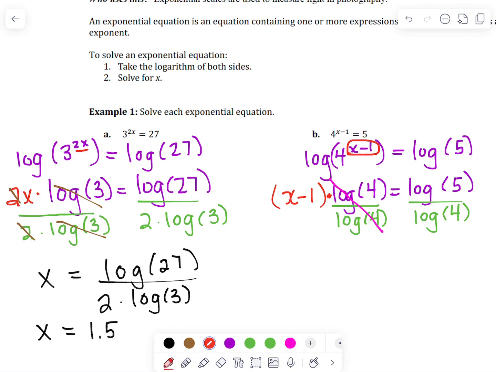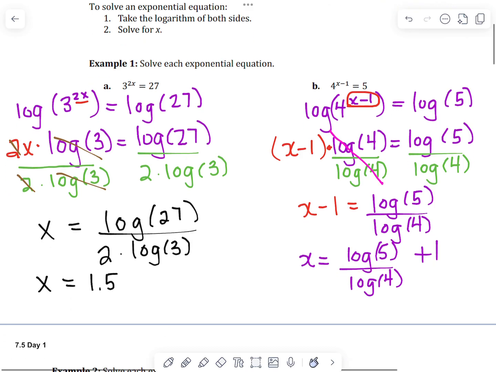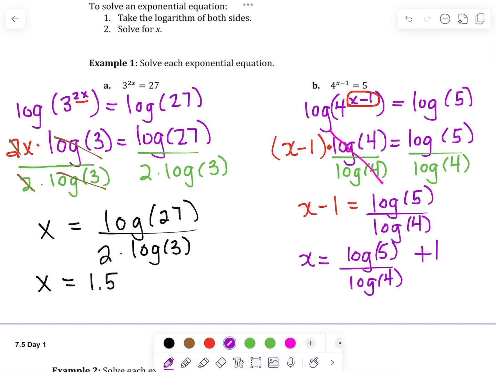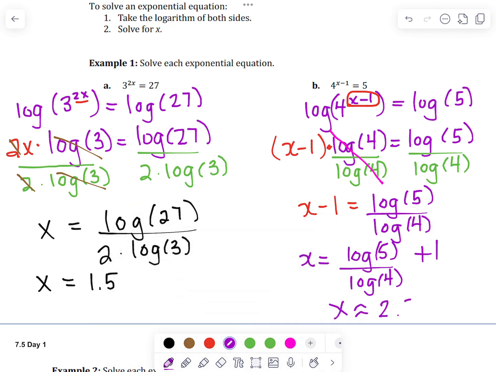So now we're left with x minus 1 on the left side, and then our 2 logarithms on the right side. Then we want to go ahead and undo the minus 1, so we would do our inverse operation, so we would add 1 to both sides. And then we would enter this into our calculator, and we get x to be about 2.30.